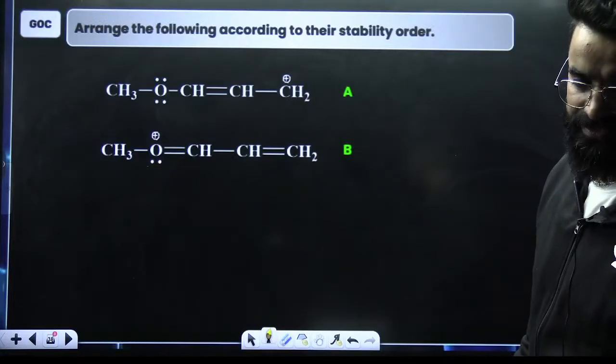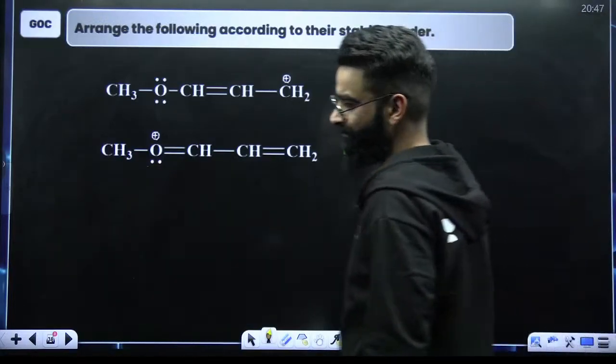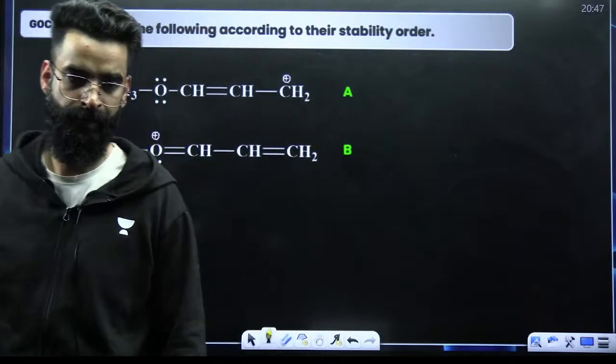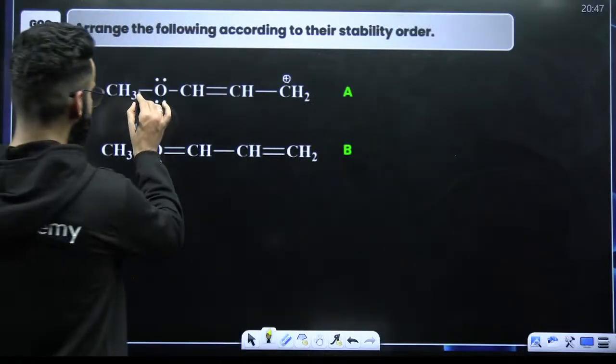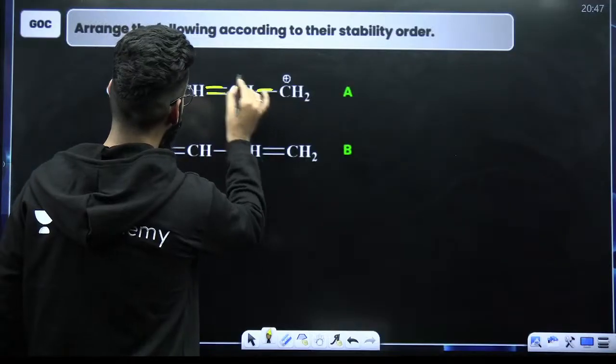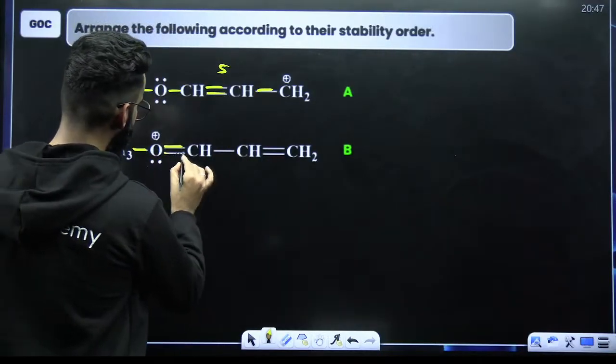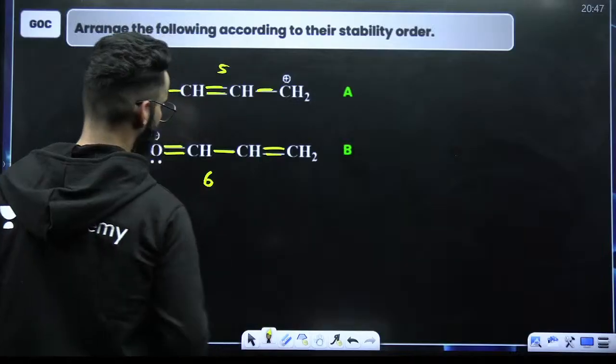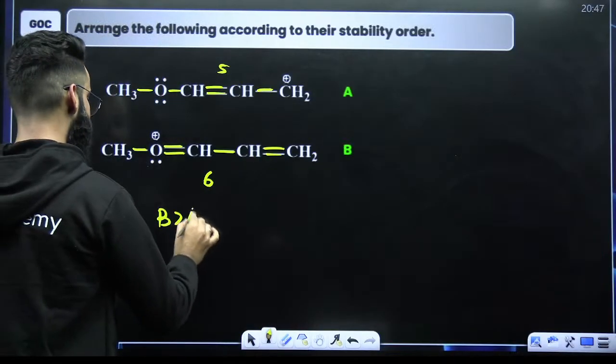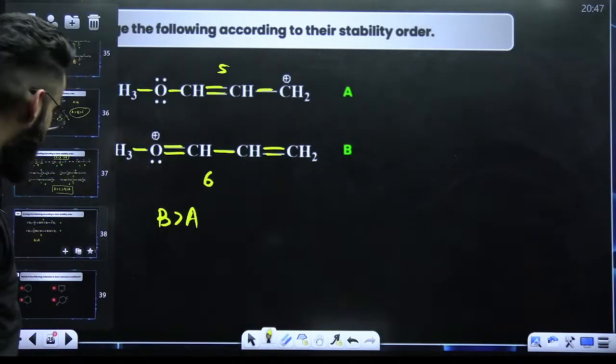Which one is more stable among these two? It's pretty much simple, guys. 1, 2, 3, 4, 5. 1, 2, 3, 4, 5, 6. More bonds, more stability. So B is more stable than that of A. Nothing to do, right?